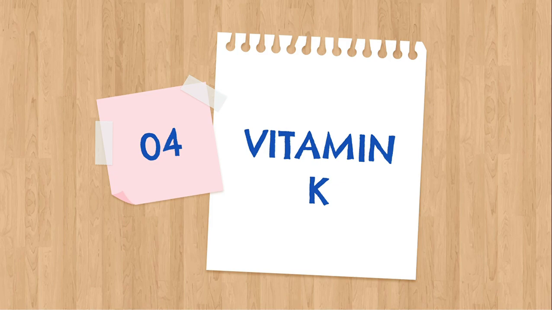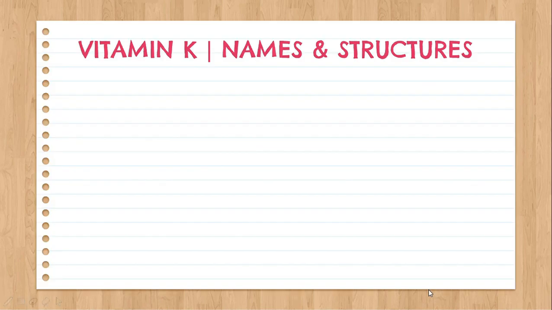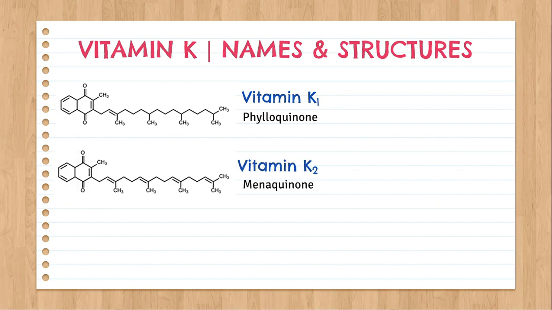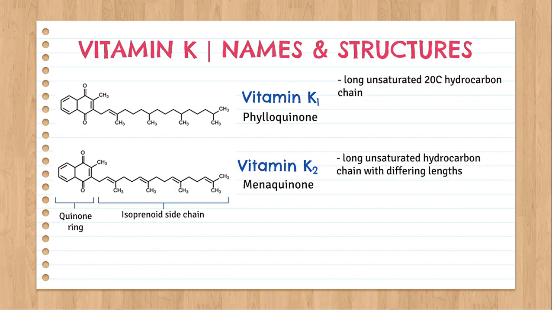The last one, vitamin K. The two primary vitamin K forms are vitamin K1, which is called phylloquinone, and vitamin K2, which is called menaquinone. They have similar structures, which are the quinone ring and isoprenoid side chain. Vitamin K2 has different lengths of isoprenoid side chain. The most common form is menaquinone 4, which has 4 isoprene units in its side chain as shown in the picture. The isoprenoid side chain makes both of them soluble in fat.